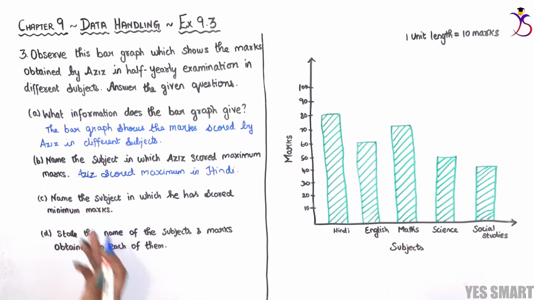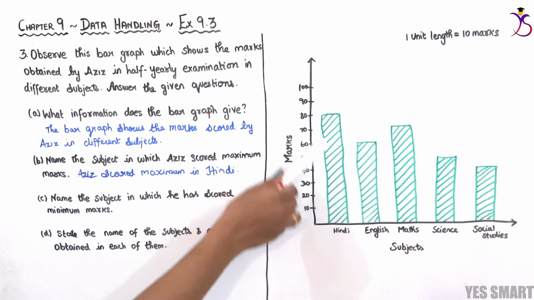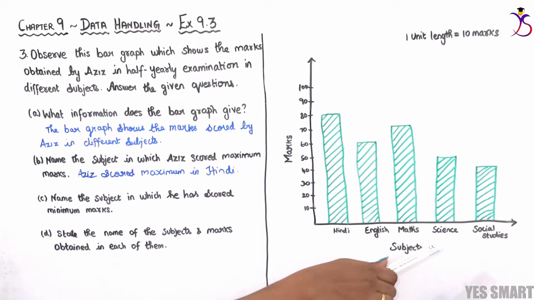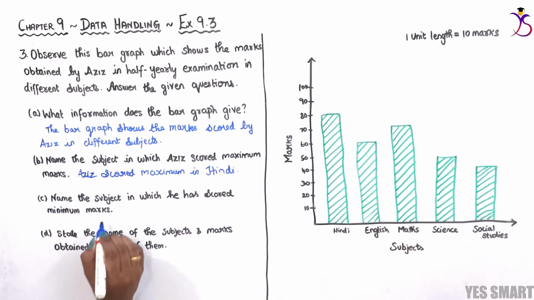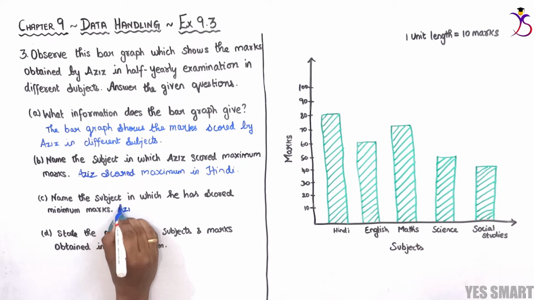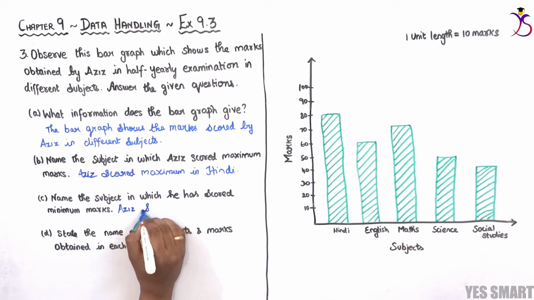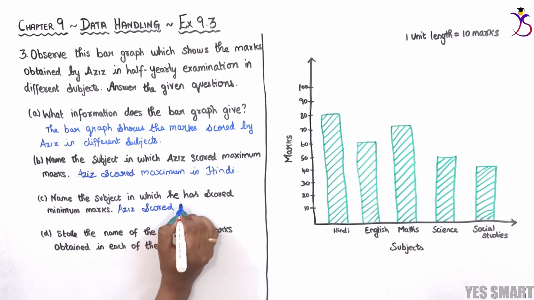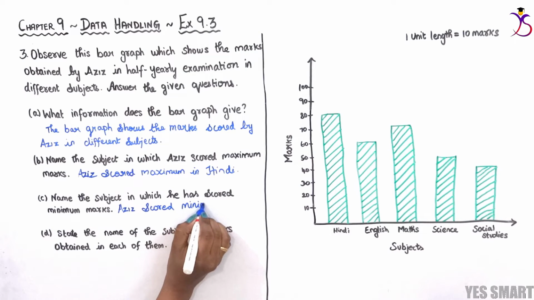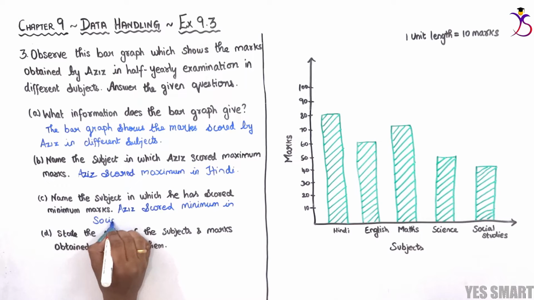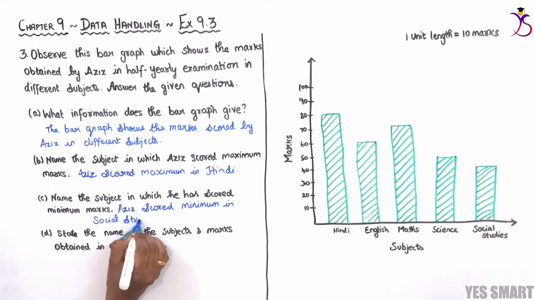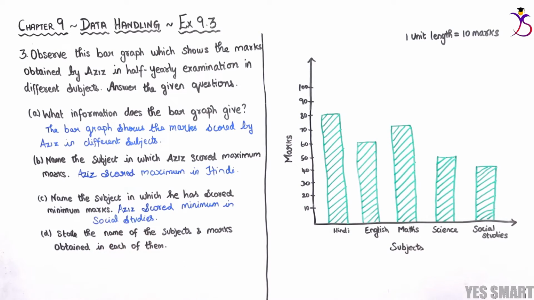C sum: name the subject in which he has scored minimum marks, that is, the lowest marks. On observing the bar graph, the lowest or the shortest bar stands on the subject social studies. So Aziz scored minimum in social studies. The maximum or minimum value can be easily spotted on observing the graph itself.